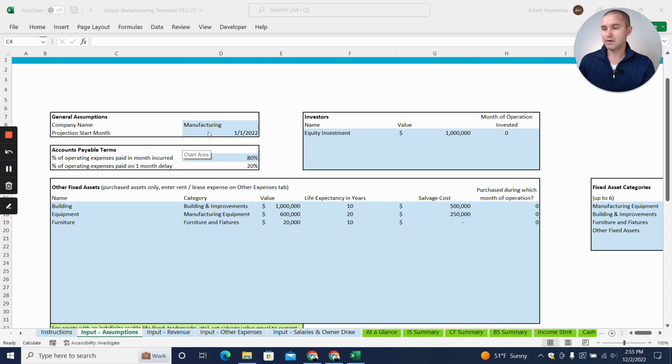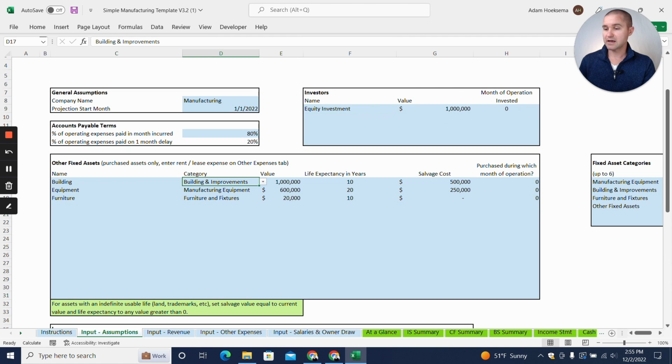So we've got a manufacturing business here. We're going to say that we're going to invest $1 million into the business to get it started. And our fixed assets are a building at $1 million, $600,000 worth of equipment, and $20,000 worth of furniture. And you can pick what month you would be purchasing this. We're assuming that all this is in month 0, so basically the beginning of the model. But if you wanted to say, hey, we're going to add another round of equipment in 6 months, you could change that to month 6, for example.